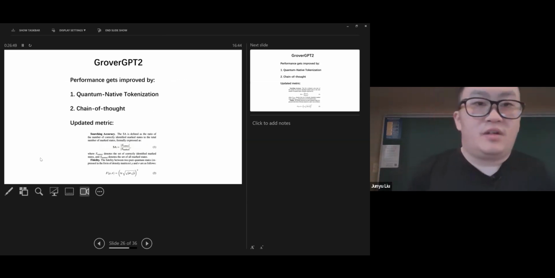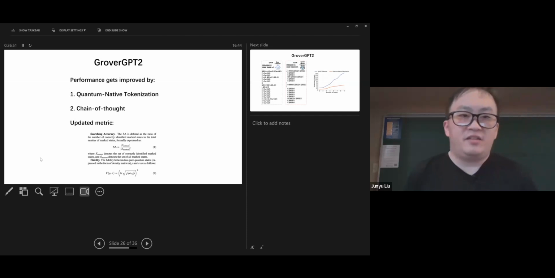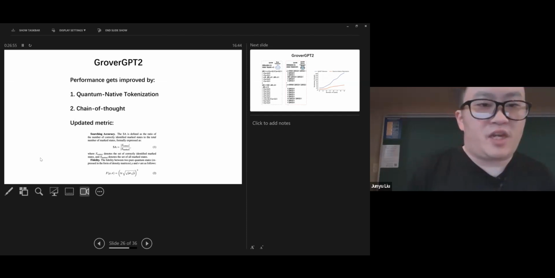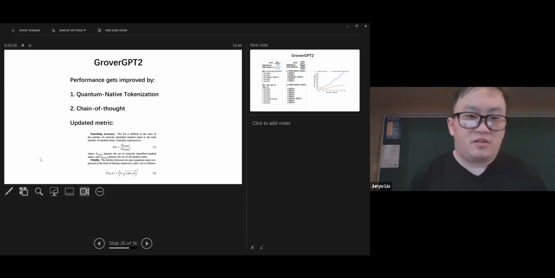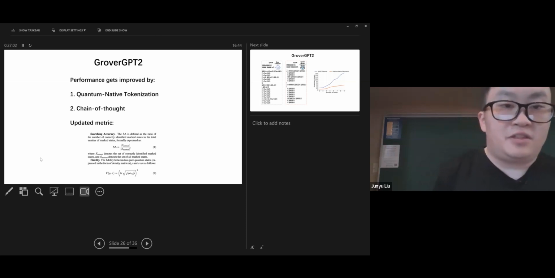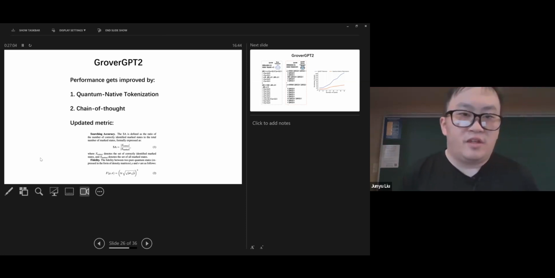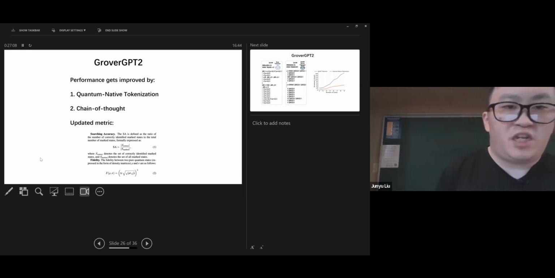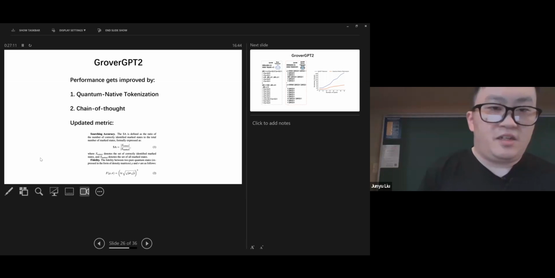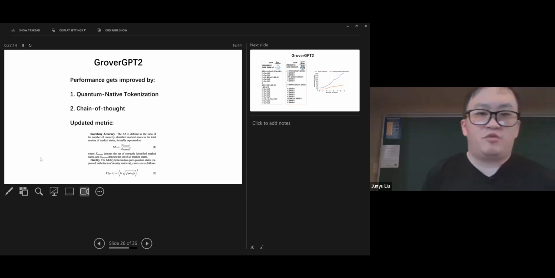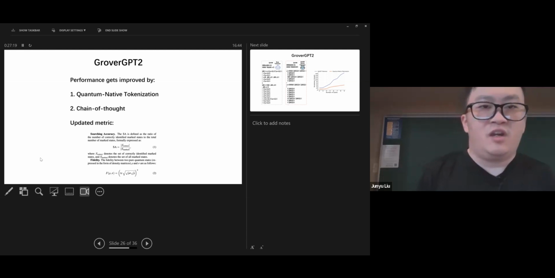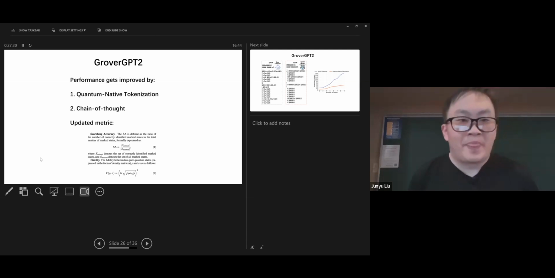Moreover, the second time, we actually update the model to integrate more functions, and we can observe what happens internally in the model. We use two new techniques. Firstly, quantum native tokenization, and secondly, chain of thought, which is a recent reinforcement learning based technique that tries to educate the machine to think like humans.